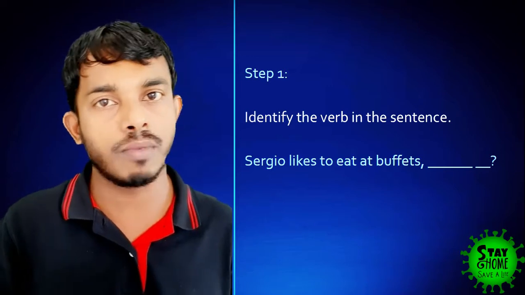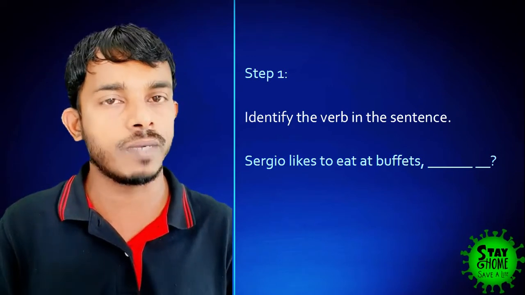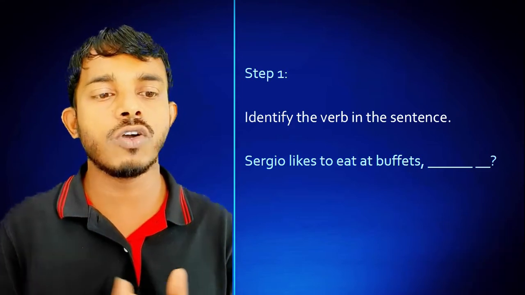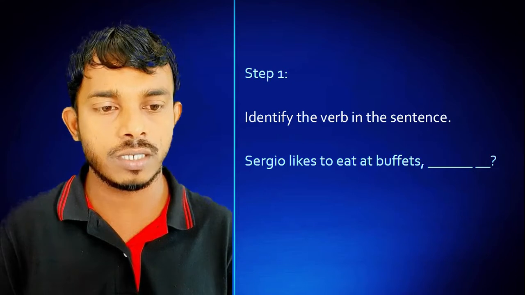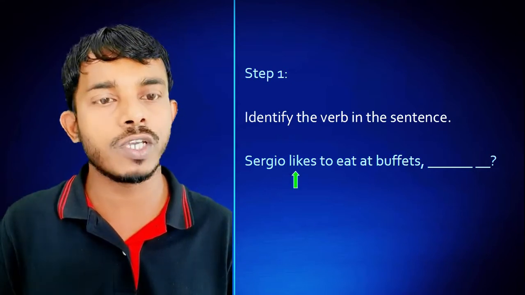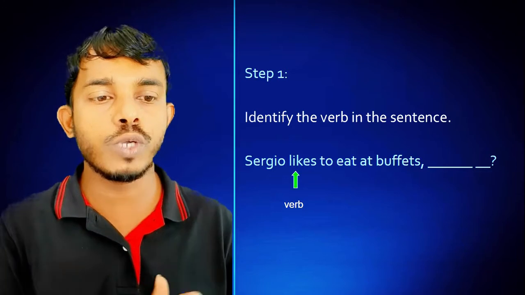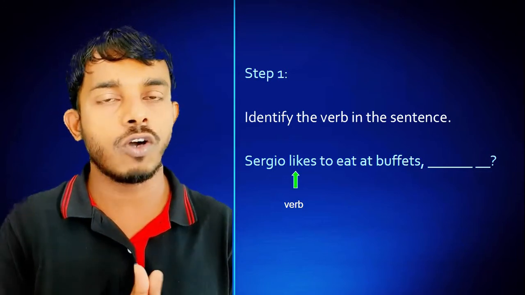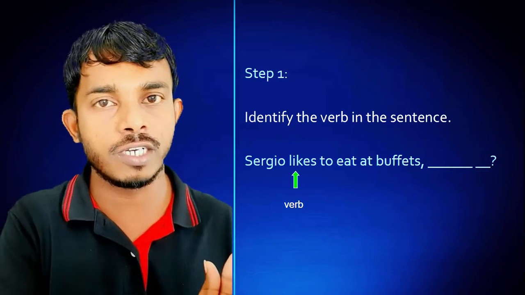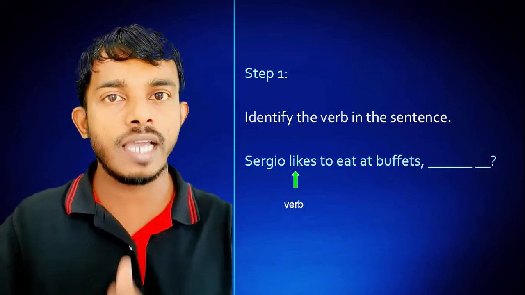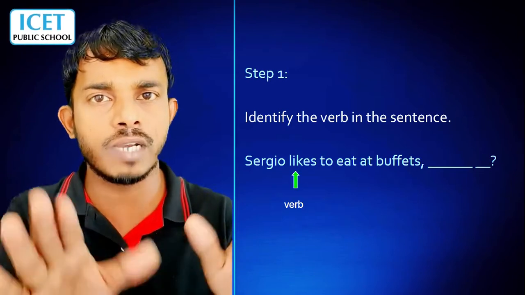Here is one example: Sergio likes to eat at buffet. In this sentence, what is the verb? We know that likes is the verb in the sentence. To eat is not the verb. We have already learned that likes is the finite verb and to eat is the non-finite verb. I am just mentioning that simply.